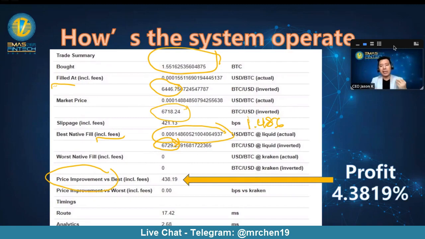Because we Emas Fintech here, we have our own trading strategy. We are not doing swing trade. We are not buy and hold. We are not doing arbitrage. What we are doing here, we are actually doing on earning a little bit based on each transactions.